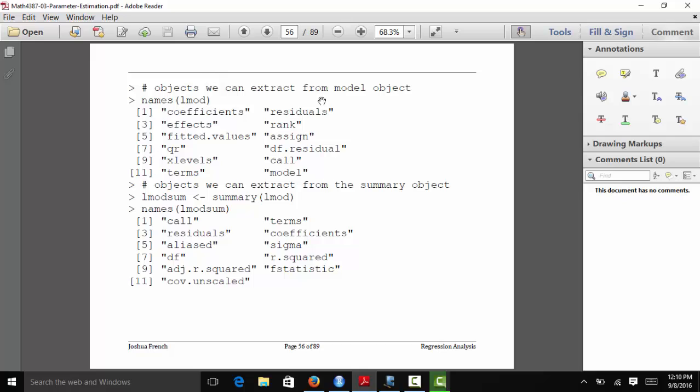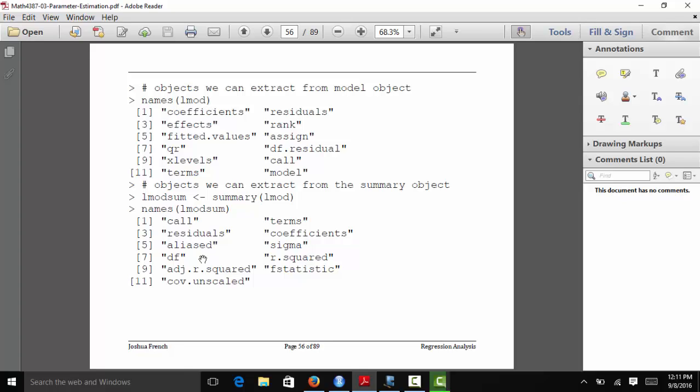And if you use names on the summary of the model, the summary function provides more information about what's in lmod. You can see what's stored in there. There's also some additional information. We get the residuals here, still the coefficients. Sigma is sigma hat, which is the square root of sigma hat squared, so this is the estimated standard deviation of our errors. Then there's the adjusted r squared, the r squared values, and the degrees of freedom. So there's lots of information that you can pull out from these fitted linear model objects. You just have to know how to obtain them.